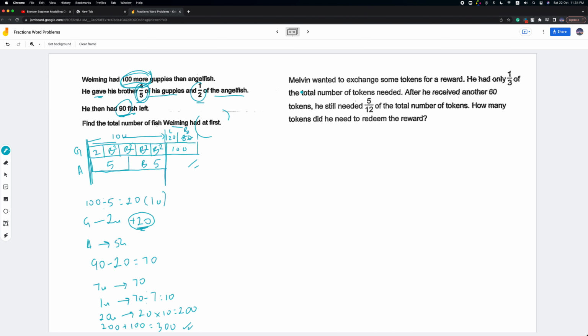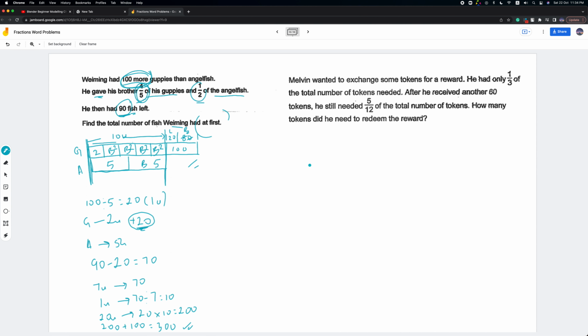Alright, so next question. Melvin wanted to exchange some tokens for a reward. He had only 1/3 of the total number of tokens needed. After he received another 60 tokens, he still needed 5/12 of the total number of tokens. How many tokens did he need to redeem the reward? Basically, this question is quite straightforward if you understand fractions. You don't even need models actually for this.